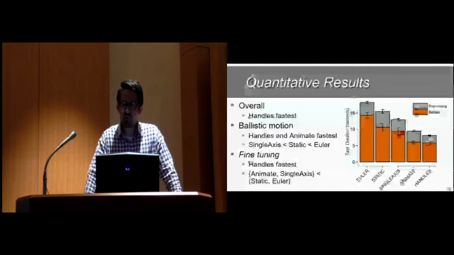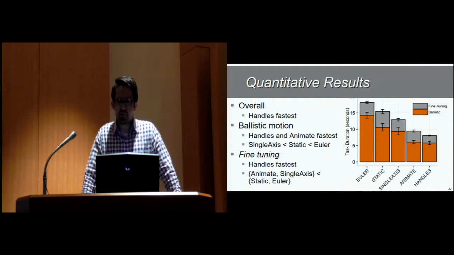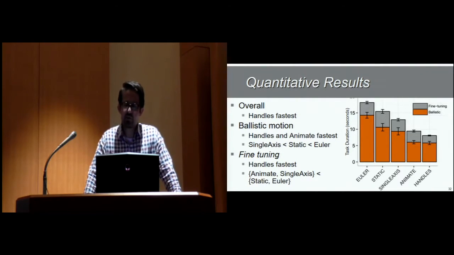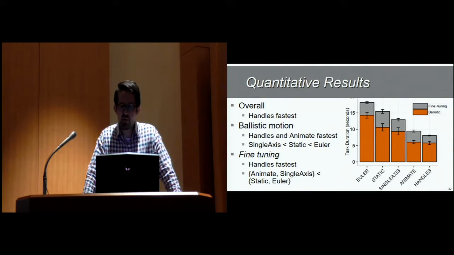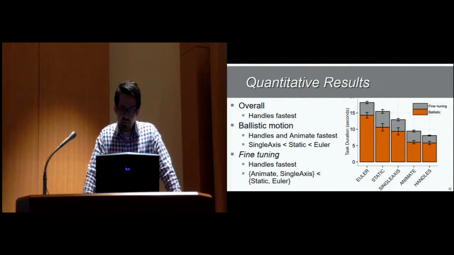Here are the results. This is task completion time, so smaller numbers, shorter bars are better. Overall, handles was significantly faster than the rest of the techniques, which confirmed our main hypothesis. When we broke the task into ballistic versus fine-tuning steps, we noticed that handles and animate were neck and neck for ballistic, the orange bars. But the reason that handles ended up beating animate in overall time turned out to be the improved fine-tuning time, which is the gray bars. Again, this confirmed another one of our hypotheses.